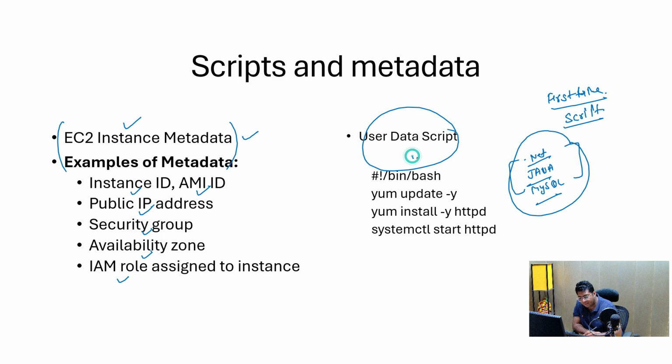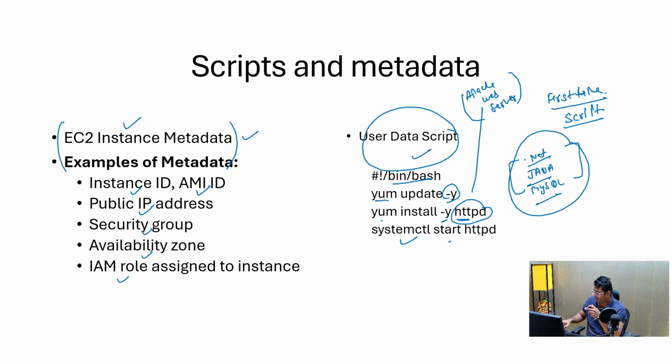I've added one example as well, which is going to add httpd, which is Apache Web Server. Using this command, we are going to install Apache Web Server on a Linux based machine. So here I'm saying bin bash, yum update -y, yum install -y httpd. Httpd is Apache Web Server, and systemctl start httpd. That's how you can run your user data script. All these things I'm discussing here, I'm going to prepare videos one by one on top of it.